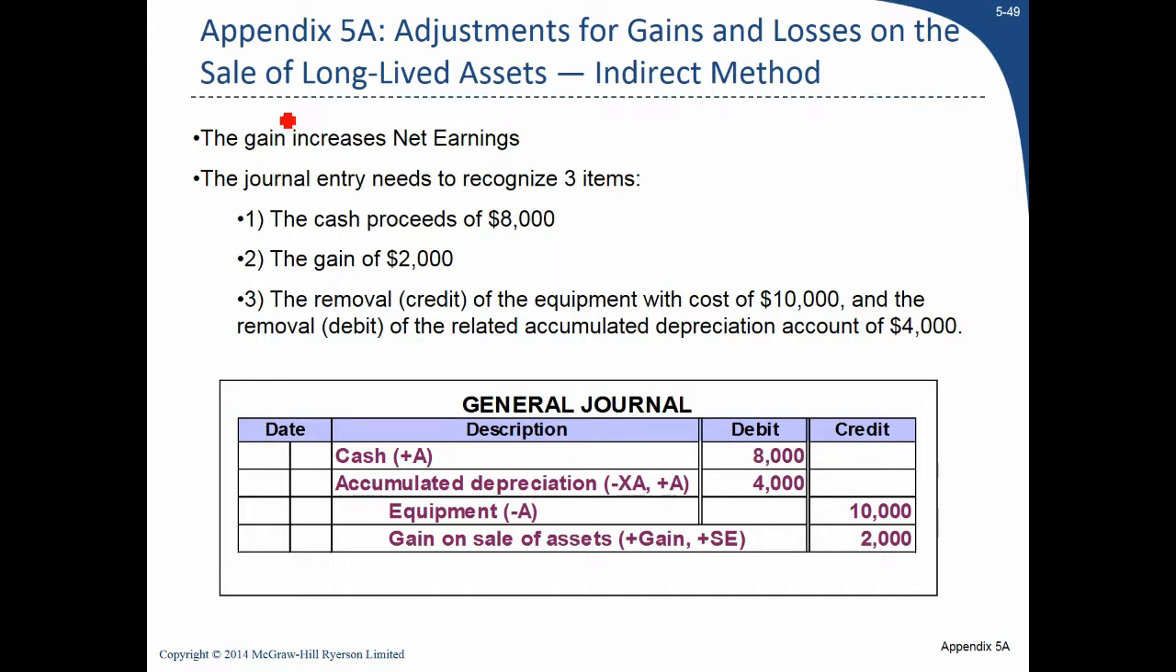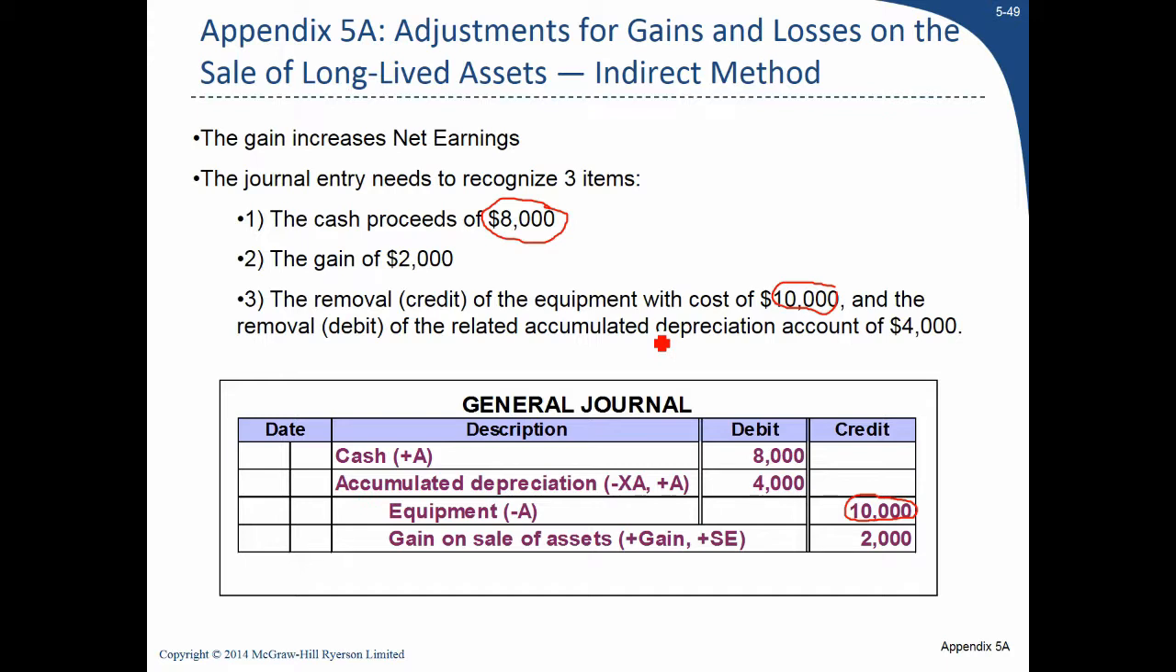So what we have to do is, if we realize cash proceeds of $8,000, we know we're debiting cash for $8,000. Okay, we have to remove the original cost of the equipment because it's still sitting on our books at the historical cost of $10,000. That hasn't changed. So we have to credit the equipment to get it off our books to show zero balance in that equipment account. And then we have to remove the accumulated depreciation.